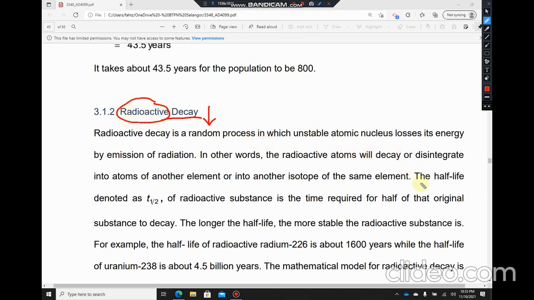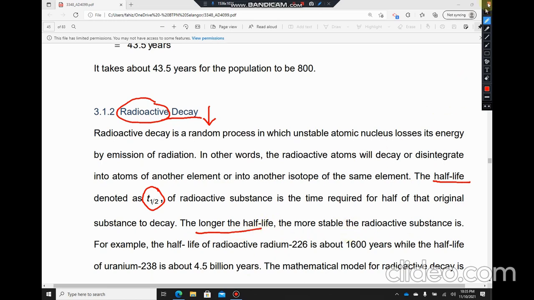Then we have another term that we call half-life, denoted as T half. So half-life is half of the original life, or the half of the life. The longer the half-life, the more stable the radioactive substance is. Meaning if the half-life is longer, it is more stable.